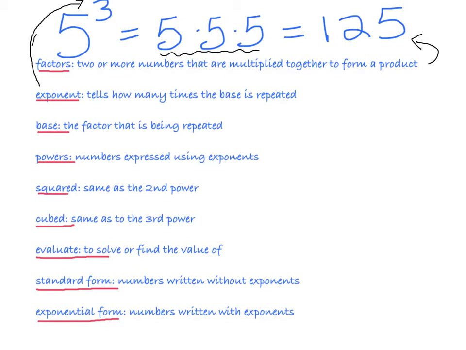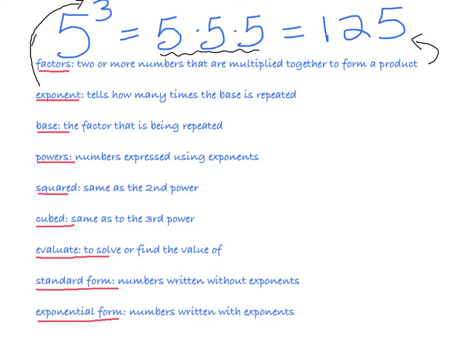The exponent, in this one, the exponent is 3. That tells how many times to repeat that multiplication process. The base is that factor that's being repeated. In this case, it is the 5. 5 is the number that's being repeated 3 times. So the base is 5.